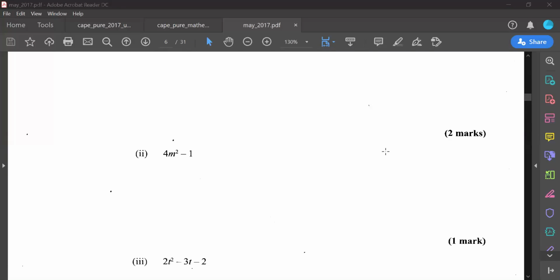I got 2m minus 1, that is in the bracket and I put that in the square. Okay. I got 1m in brackets 4m subtract 1.